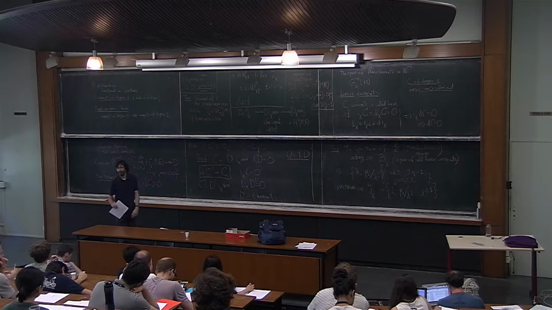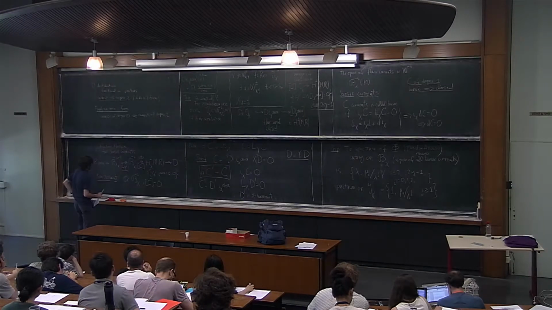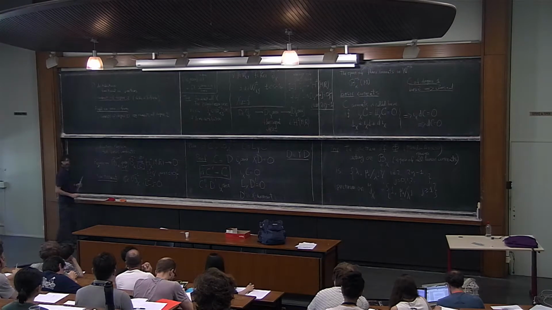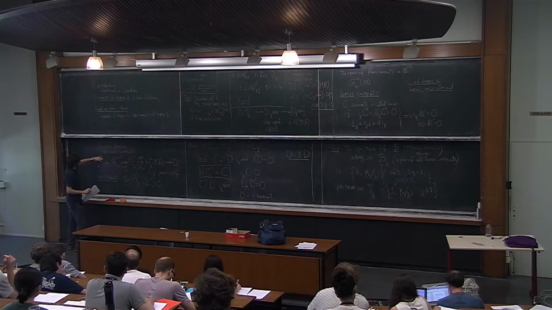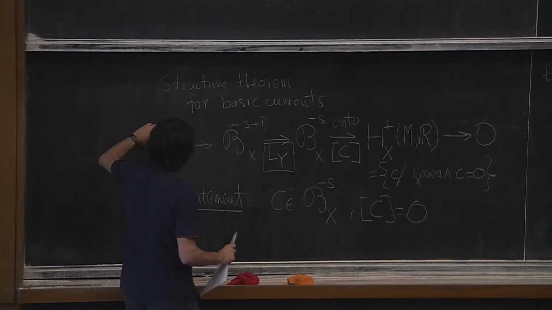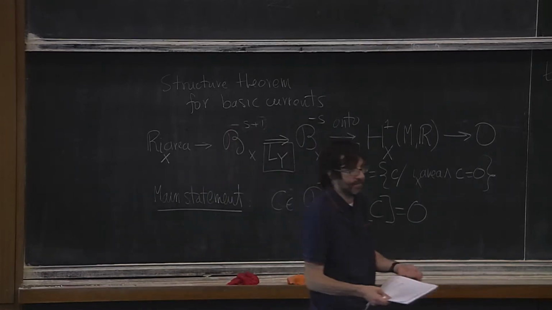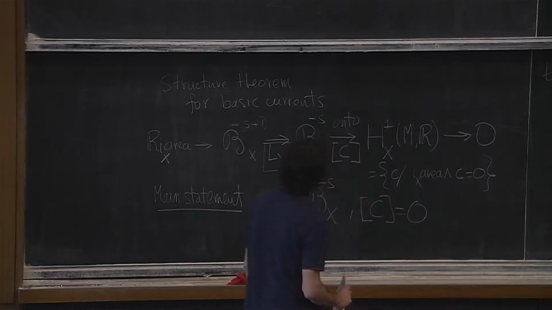Sorry, in the exact sequence, it looks like the map on the far left goes from 2-forms to 1-forms. Yes, you're right. Good point. It should be this. Yes. This is the basic current that corresponds to the distribution constant 1. So it's the space of those currents that corresponds to just the invariant constant function. So yes, it should be a 1-form. Totally true.